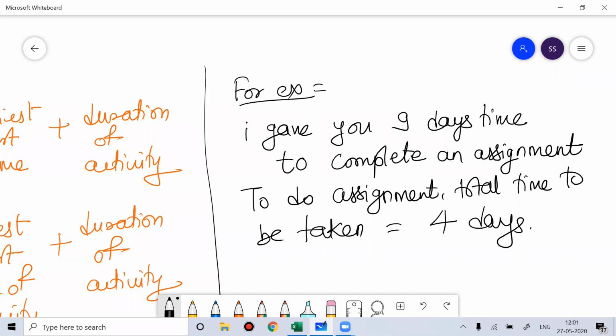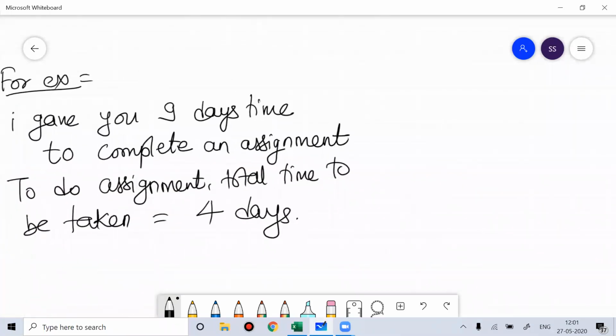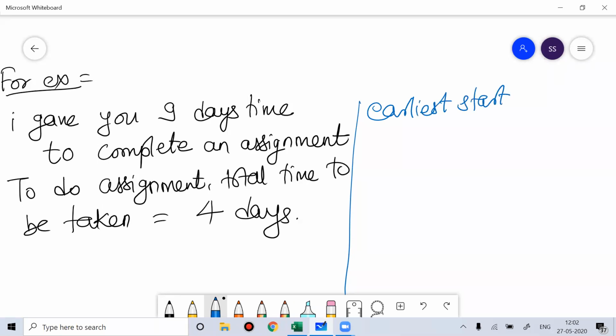Now, based on this data, I will try to explain the earliest start time, the earliest finish time, the latest start time, and the latest finish time. So what would be the earliest start time? The earliest start time is how soon you can start.